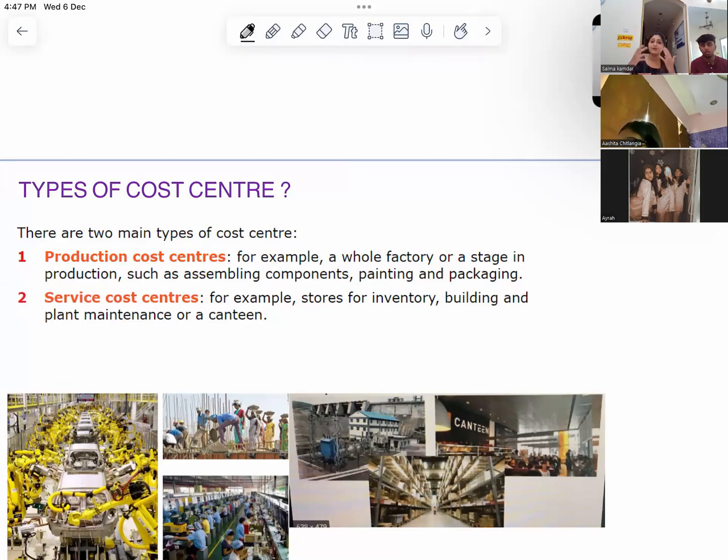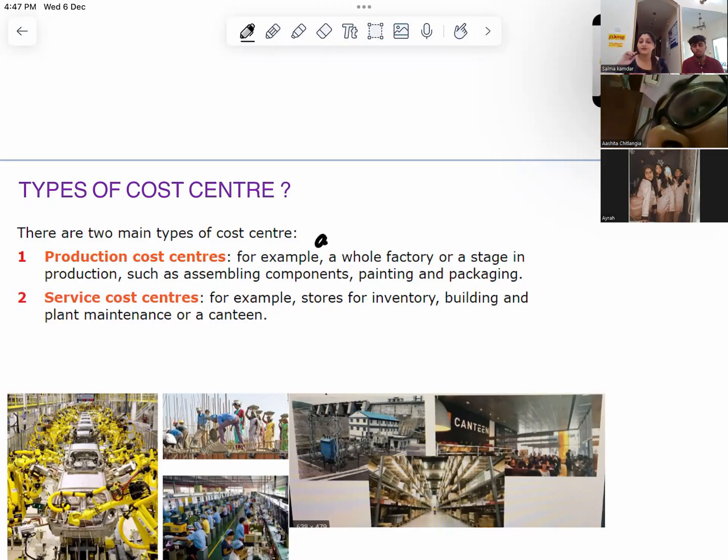If I'm saying it is producing the goods and services, can I also say that it will sell the goods and services? Yes. So production cost center is that cost center that is going to sell the goods and services? Yes.